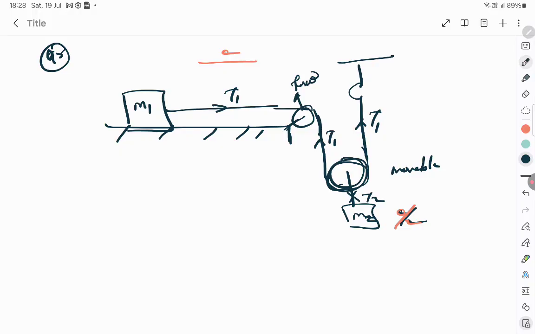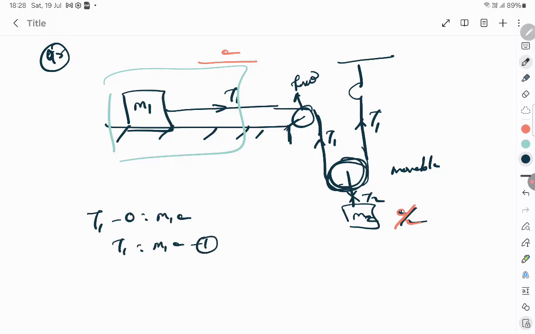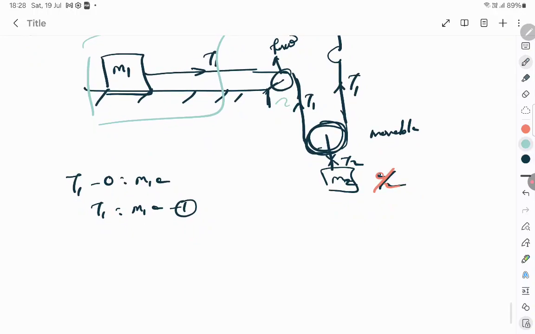And let's take the free body diagram of the left side. In this there's no friction. The right force is greater than the left force. T1 minus 0 is equal to m1 into a. T1 itself is m1 into a, equation number 1. Let's go to the free body diagram of this.